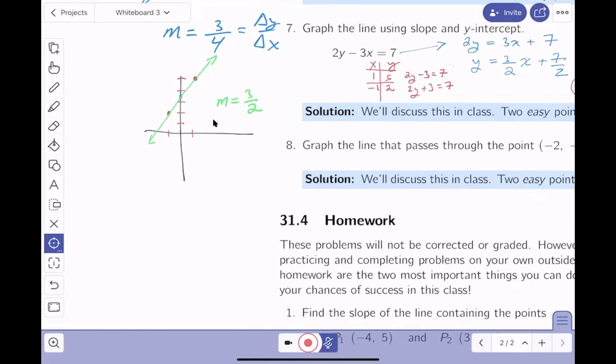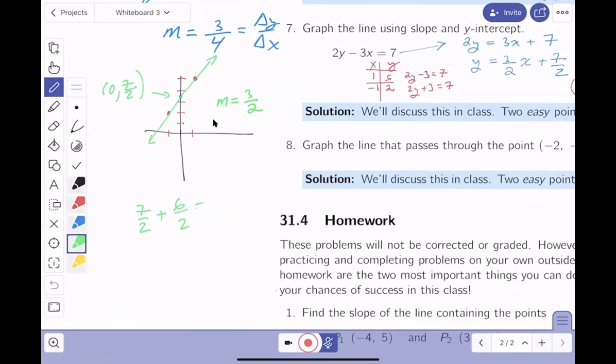Let me see if you can do that. So if you move up 3 from this point here, let me write this point down for you. This point over here is going to be 0, 7/2. And you can get a point. If you move up 3 from that, I'm going to point out what I mean by that. If you're at 7/2 and you move up 3, that's 6/2, right? What would that give you? 13/2.